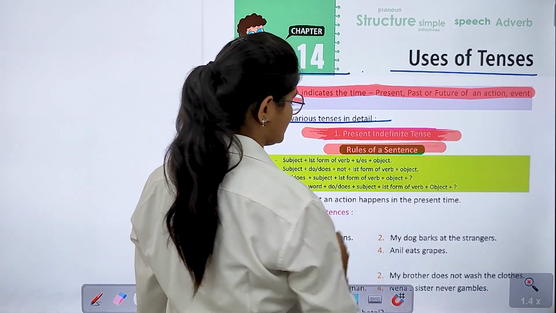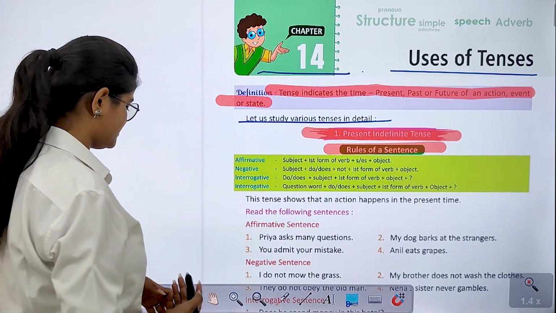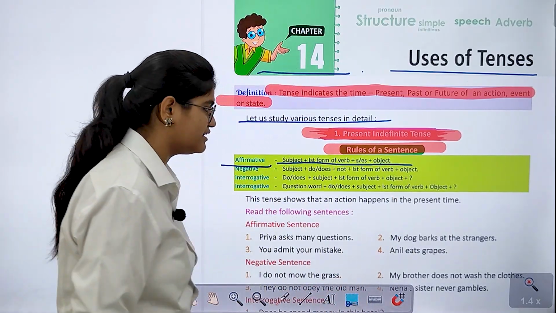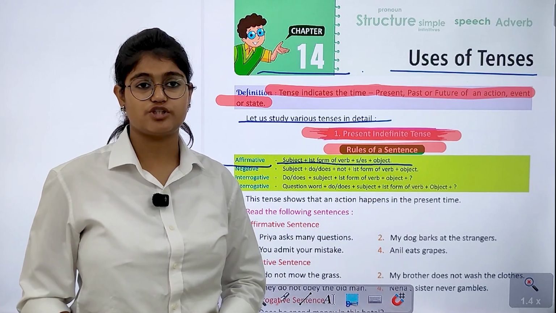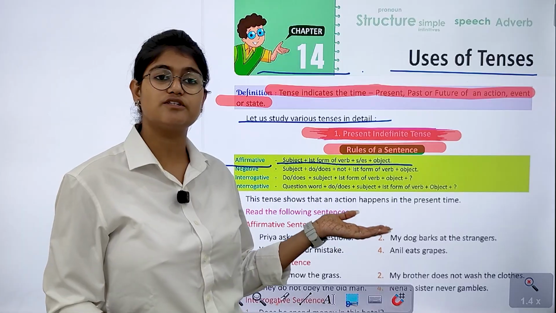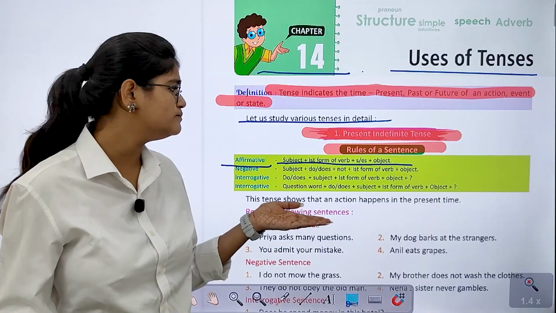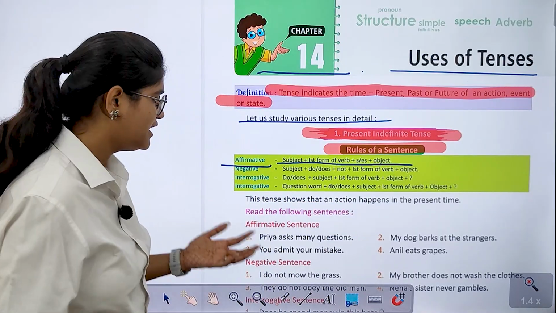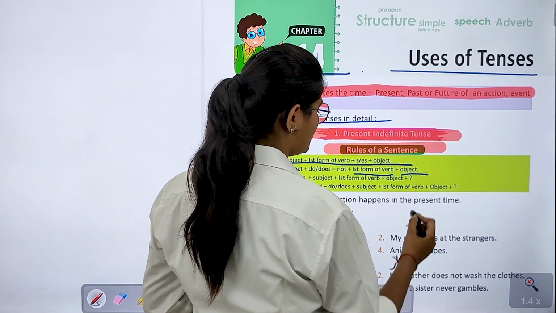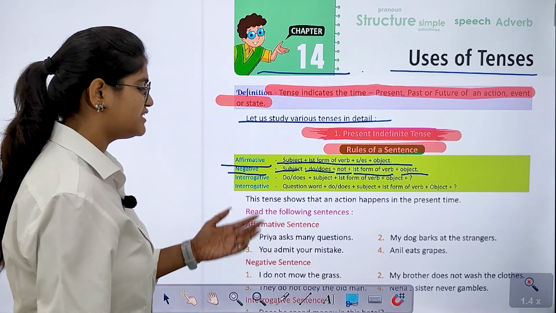So rules of a sentence. First of all, we need to read the rules of the sentence for present indefinite tense, which says affirmative. Affirmative is subject plus first form of the verb plus s or es plus object. So we all know that an affirmative sentence contains the subject, the root form of the verb, as well as s. We can add s or es to the verb form and the object, right? Same goes with the negative sentence, subject plus first form of the verb plus object, but in addition we are going to add do, does plus not to the sentence.